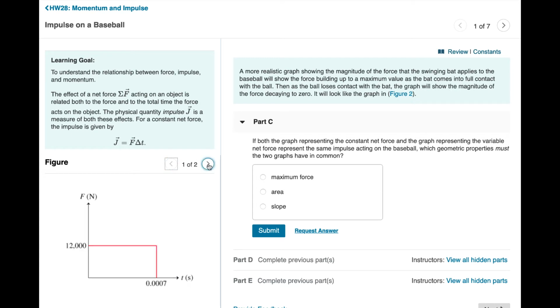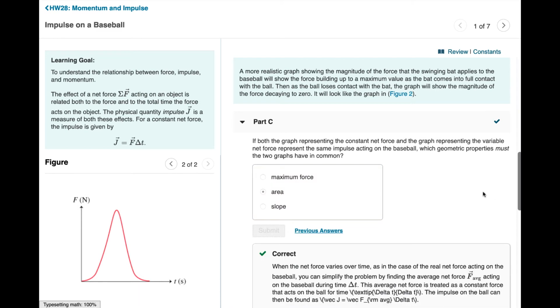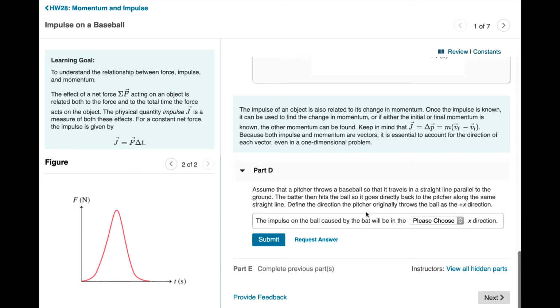If they're both supposed to describe the motion appropriately, then the thing that they must have in common is the area, because the change in momentum of the baseball is a fact. The impulse is a fact, and so those areas have to be the same. And there they are, graphed one on top of each other, so that's looking good. Assume the pitcher throws a baseball so that it travels in a straight line parallel to the ground. The batter hits the ball so it goes directly back to the pitcher along the straight line. That's telling me that my conservation of momentum homework is due tomorrow.